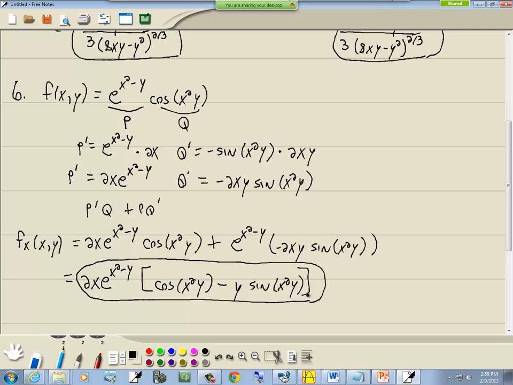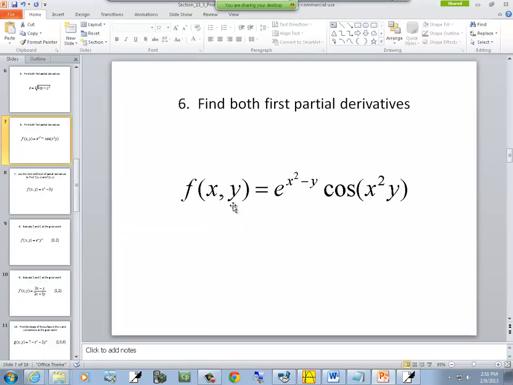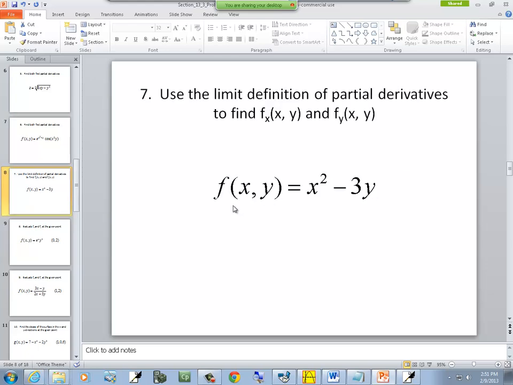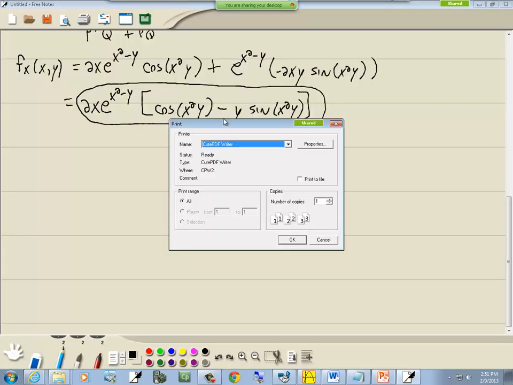I hate when a dog starts barking outside or the phone rings. It just throws me off. Oh, limit definition. Okay, let me save that.